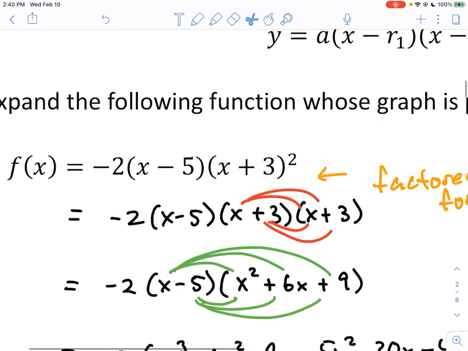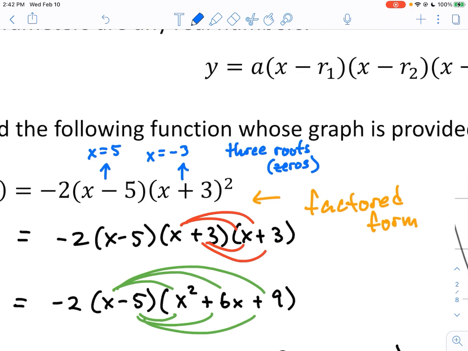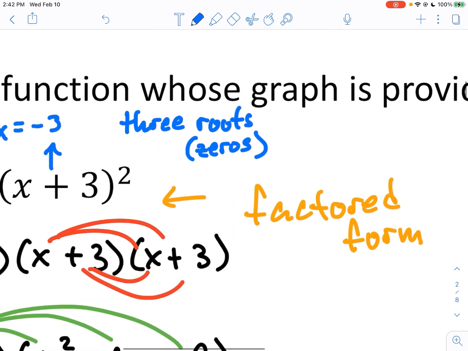Looking back at the original, if you were to try to find the x-intercepts here, set this equal to 0 and solve, you would say that if x is 5 or if x is negative 3, these are called the roots. And we're going to say that negative 3 is a root twice because of the square, because remember that square is just hiding the fact that we had an x plus 3 and then a second x plus 3. So we have a total of 3 roots. A root is simply an input value that leads to an output of 0. They're also called zeros. Now, the 3 roots are 5, negative 3, and negative 3.